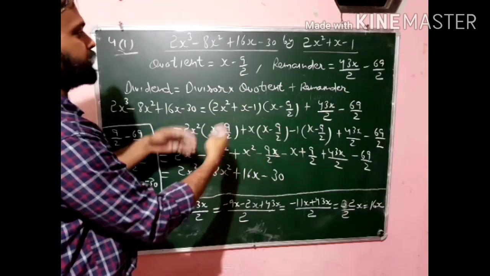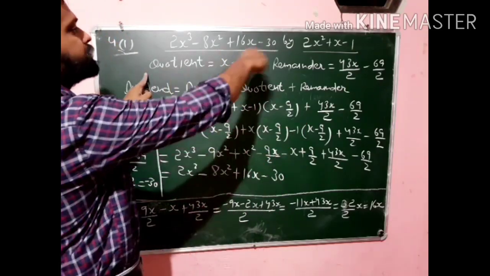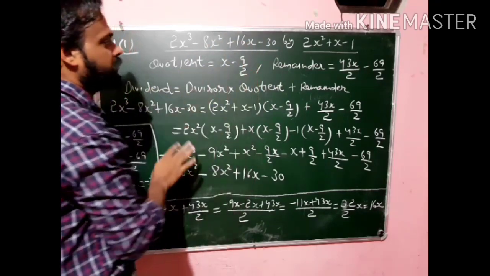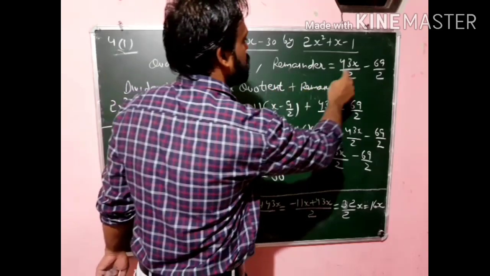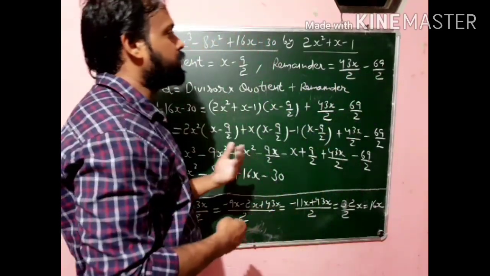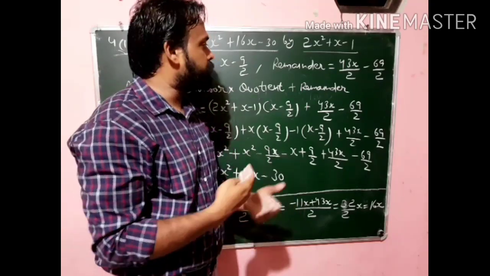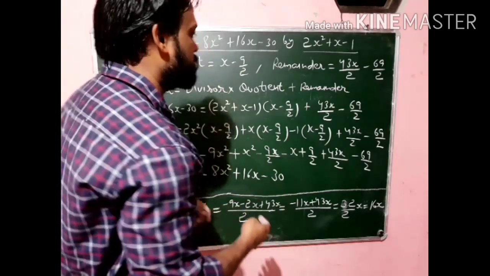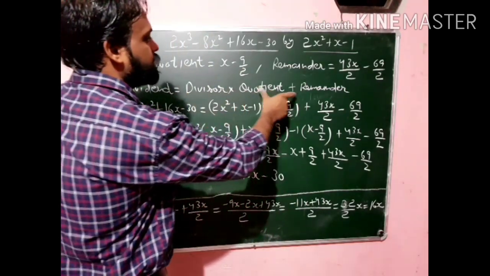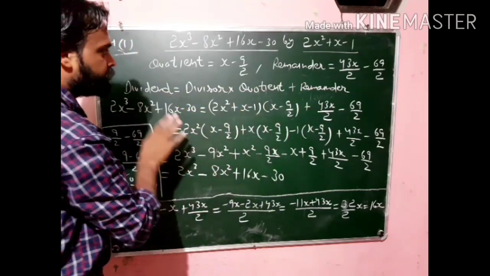Now I am going to explain how I verified the answer. After division, we got the quotient x minus 9 by 2 and the remainder 43x over 2 minus 69 by 2. Now the next step is to verify. See the statement: dividend is equal to divisor into quotient plus remainder. So we have to apply this formula to verify the answer.